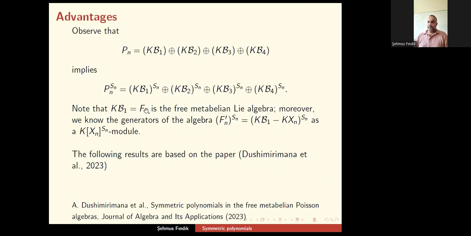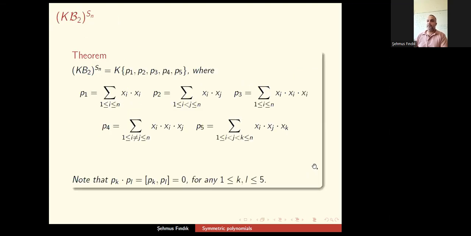So you see KB1 to the Sn is already known, which was done before. The next part is KB2, which is also a result of the polynomial case. So we are looking only for basis elements. We have 5 basis elements in here. So each symmetric polynomial in KB2 Sn can be written this way.